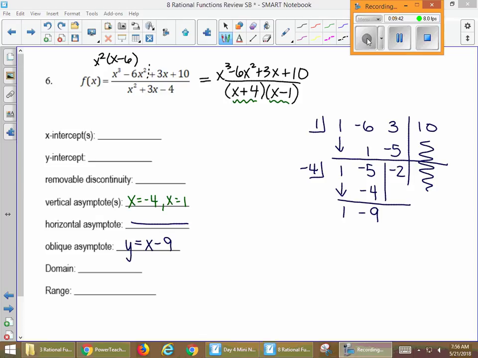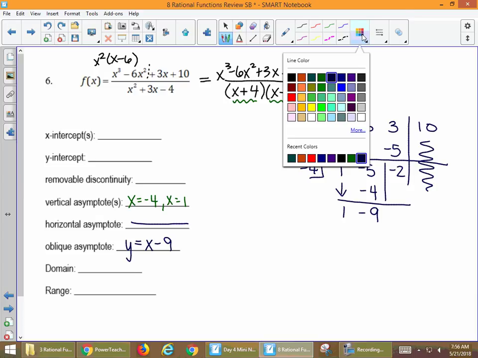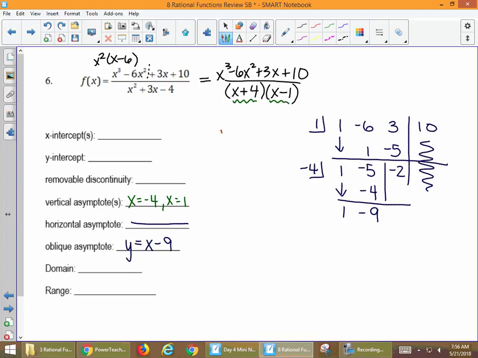Okay, other pieces that we need. I don't think we're going to have a removable discontinuity since I can't factor, but we will take a look at that once we kind of get our numerator dealt with. A y-intercept we can definitely find by plugging in 0 for all of our x's. So let's go ahead and get that taken care of. So the little table helps you here.